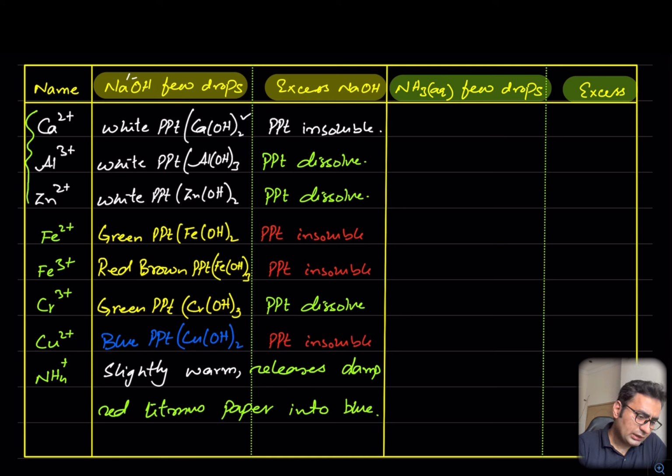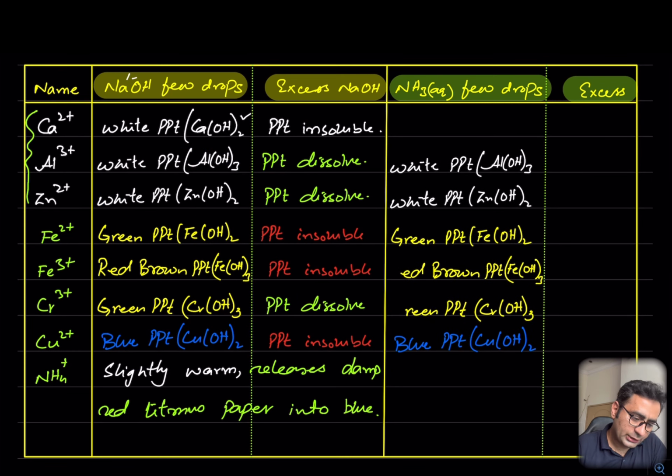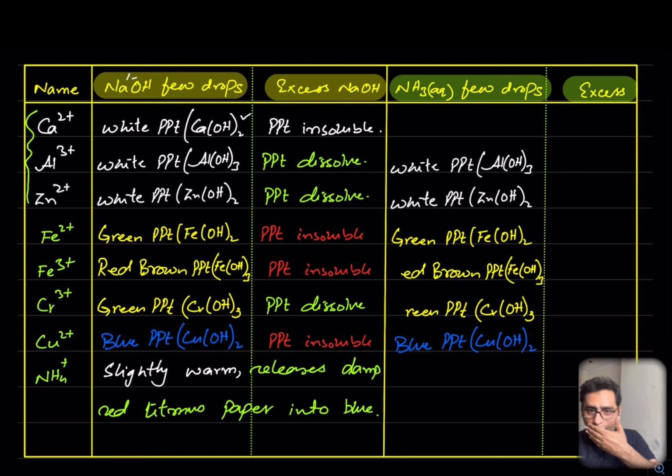Now, color change, all these cations behave the same in aqueous ammonia, but calcium 2 positive does not give any color change. Calcium does not show any color. Calcium, there is no change. Calcium does not react if you add NH3 aqueous. There will be no visible change. It will remain transparent.